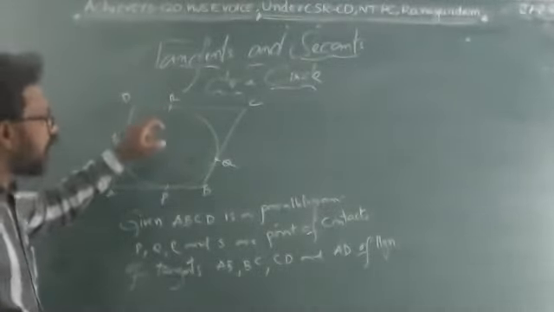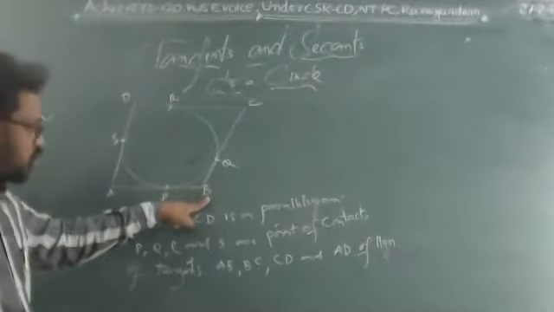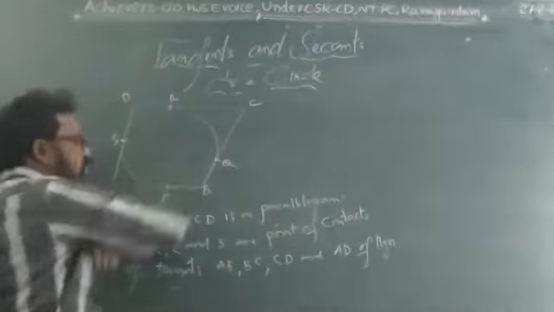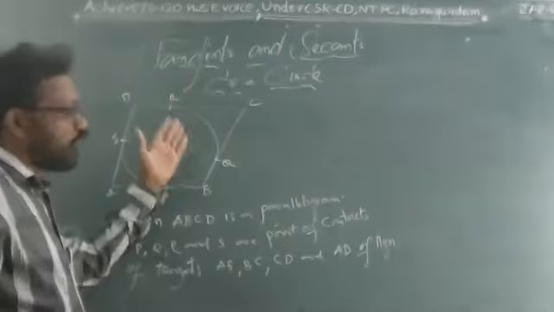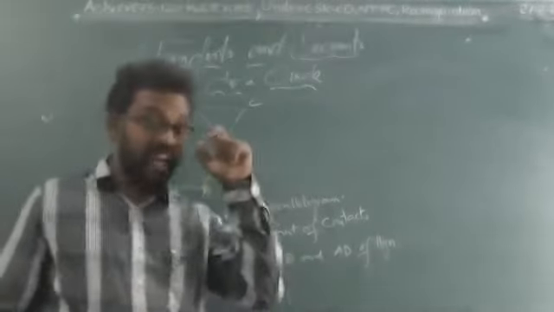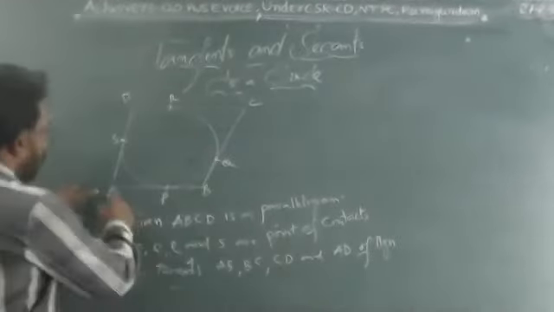P, Q, R, S are the points of contact. AB is a tangent, BC is also a tangent, and this is also a tangent, passing through the points of contact. Already I said that from an external point, the two tangents are equal, right? So here, what is it?